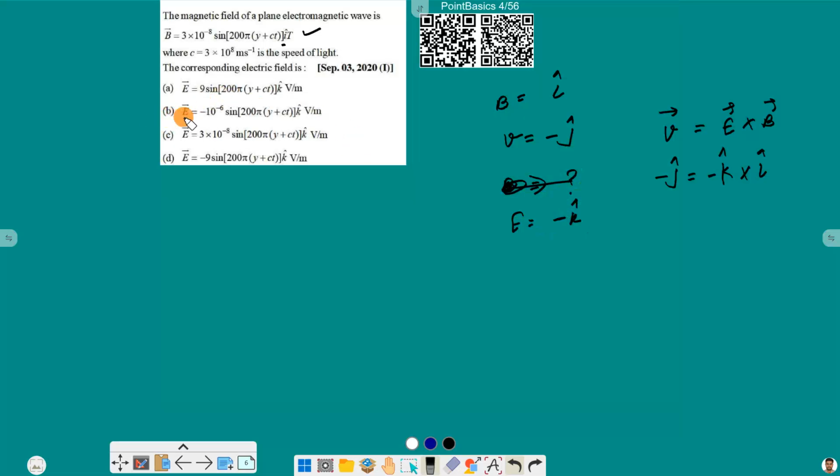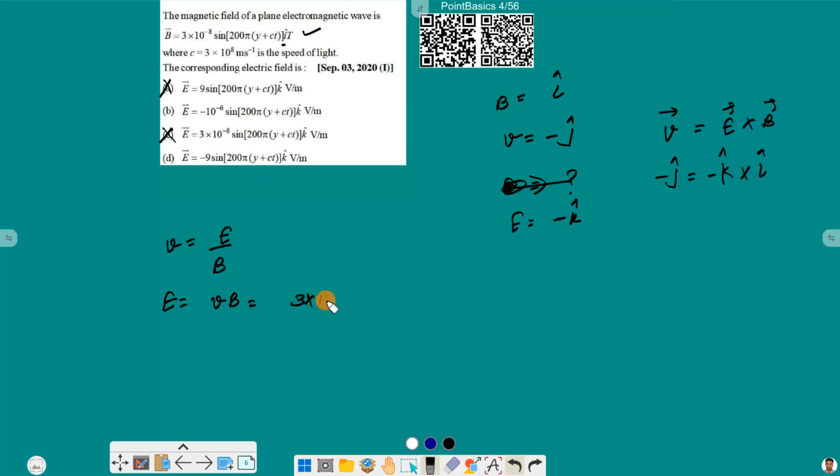So this option will not satisfy, and option C also will not satisfy, as they both have direction in the positive k for the electric field. Now let us find the magnitude. The magnitude of electric field will be given by this relation, that V is equal to E by B. So E will be V into B. So V is equal to C here.